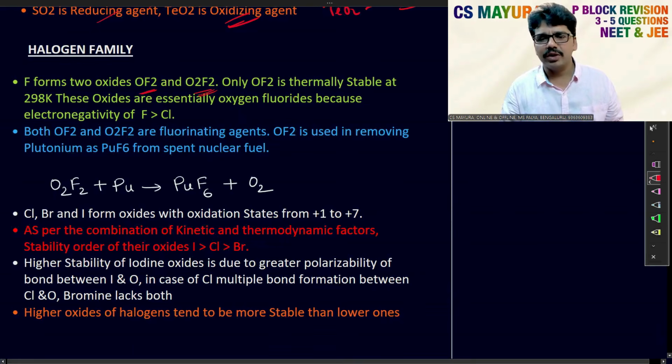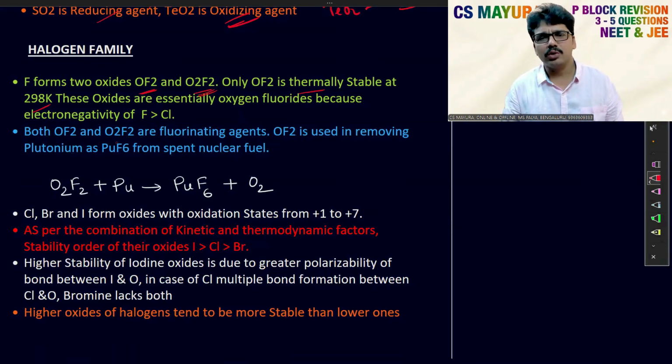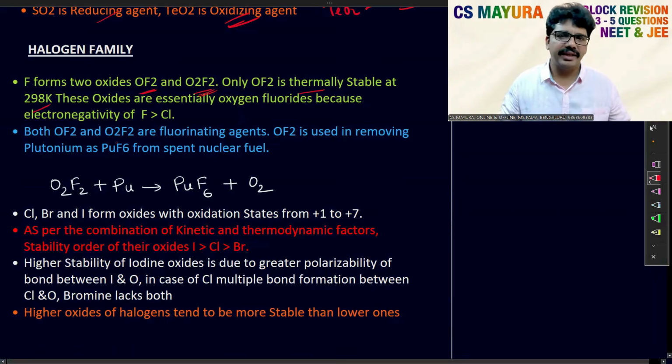Of these two compounds, OF2 is thermally stable at room temperature, 25 degrees Celsius, which means O2F2 is relatively unstable. So OF2 and O2F2 are fluorinating agents because they are ready to give fluorine. They can exist, but they are not stable. They easily decompose. They are ready to give fluorine atoms. That's why these are called fluorinating agents.